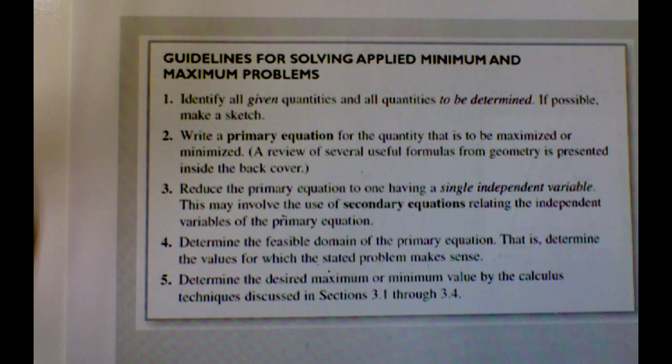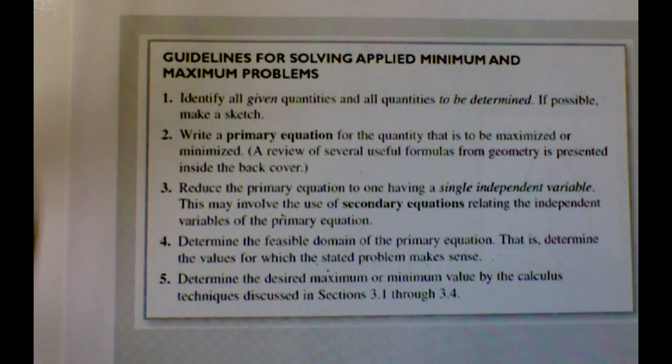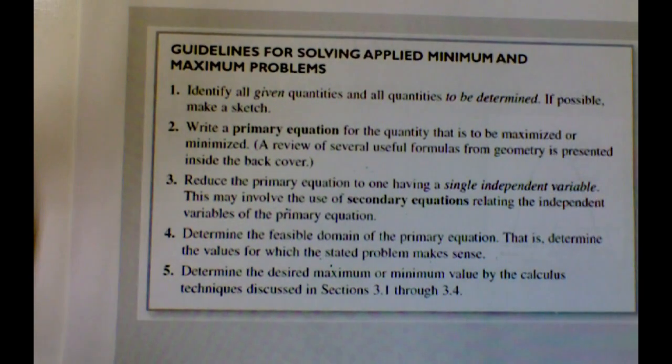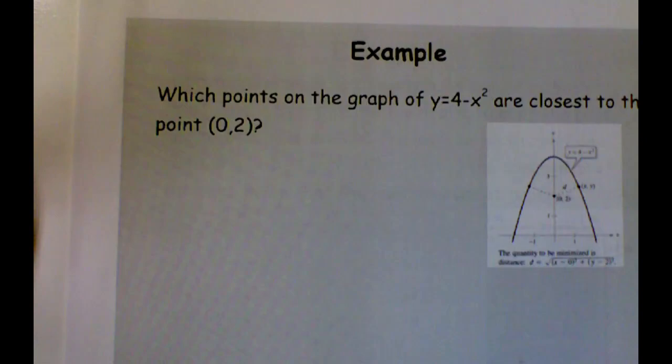That was what we did with the surface area problem, so that we could solve for h and plug that into our volume. Determine the feasible domain. We didn't even have to consider negative 6 on that last problem because I can't have a box with a side length of negative 6. And determine the desired maximum or minimum value by the calculus, which is what we did. We took the derivative and found our maximum.